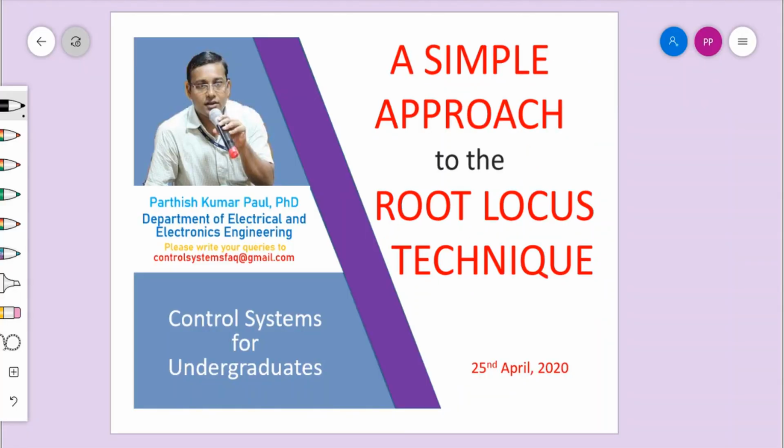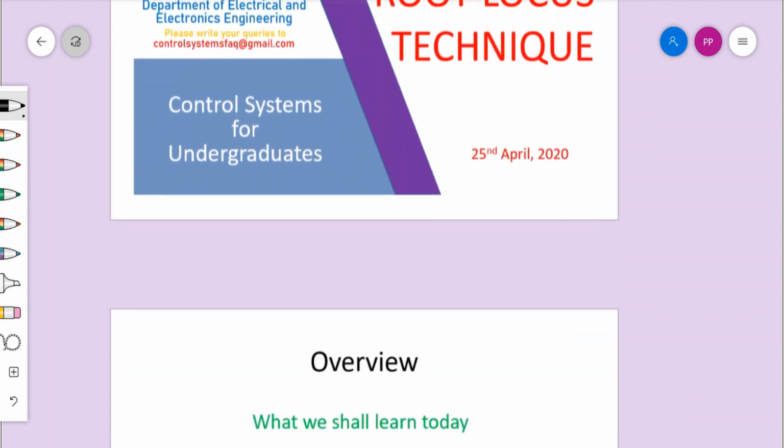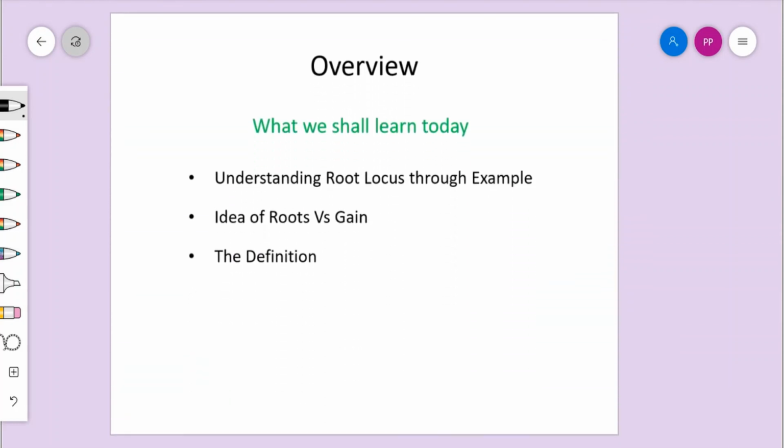Welcome friends, let us today learn about the root locus technique using a simple approach on how to start understanding about the root locus technique. So in this lecture we shall focus on the following points. We will understand the root locus technique using a simple example in the beginning. Then we shall go into the different steps of the formulae to be used and applied on root locus technique.